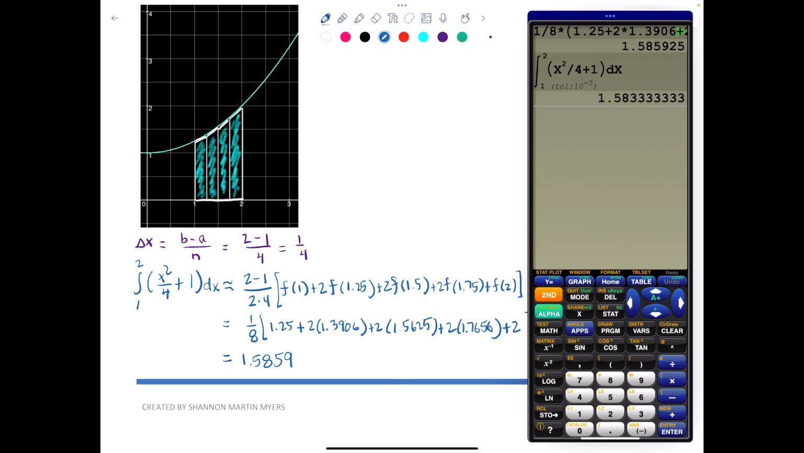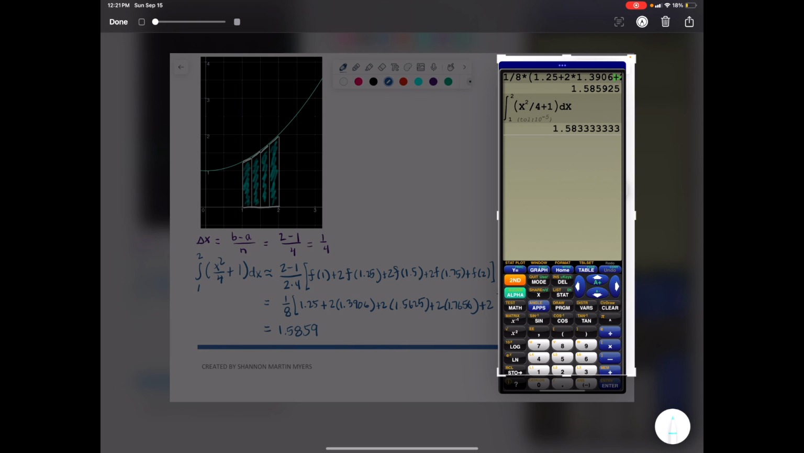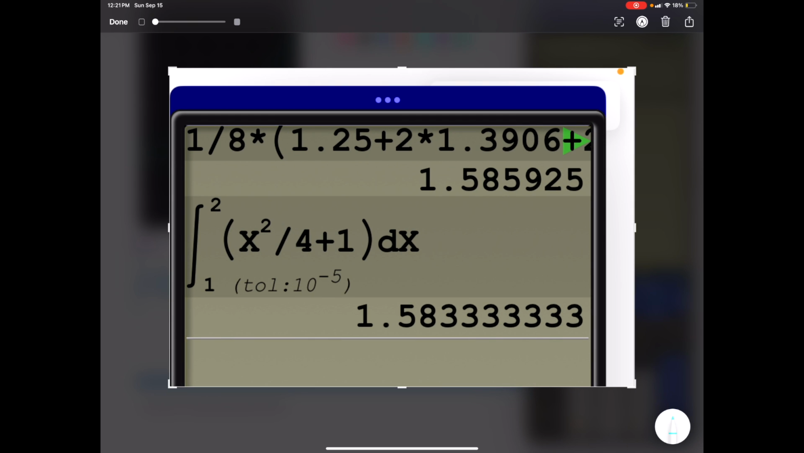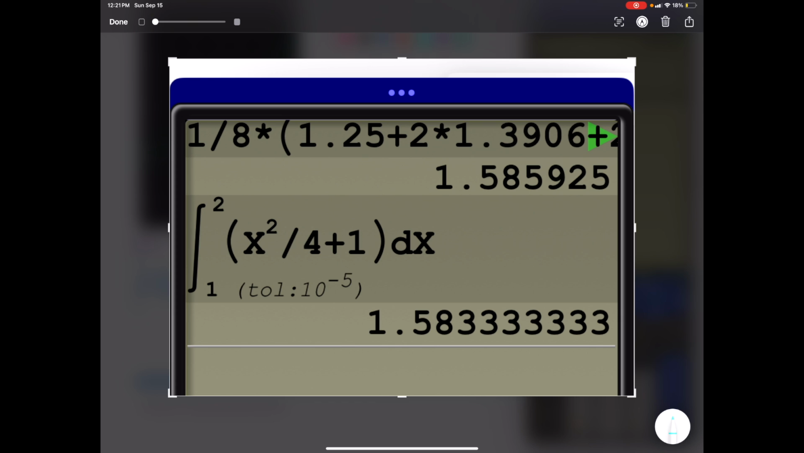Look at that, we get 1.583333. So when we check it, it's a little bit different, but that is okay because it's an approximation and we only used 4 rectangles, right? So had we used some more rectangles, we probably would have gotten a better approximation.